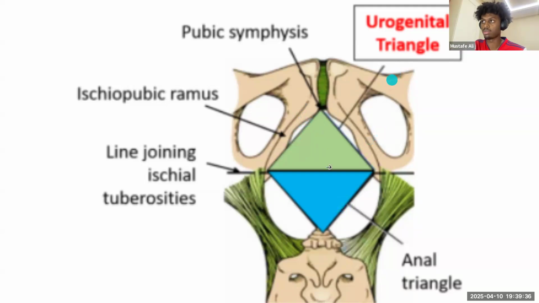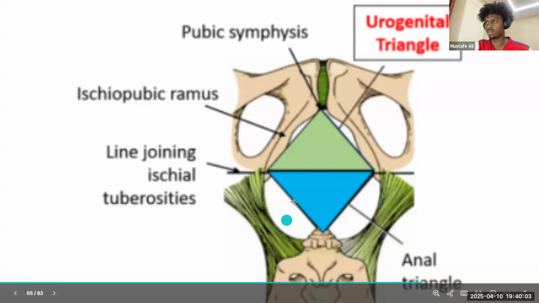You've got two triangles right here, okay? You've got the urogenital triangle, and we've also got the anal triangle. What separates these two triangles is this imaginary line formed by the ischial tuberosities right here. For the urogenital triangle, its boundaries are the pubic symphysis on the top, and its two sides are formed by the ischiopubic rami. Whilst the anal triangle is formed by the sacrotuberous ligament on each side and the sacrum or the coccyx on the back. And these two triangles are also important. Okay, let's move on.